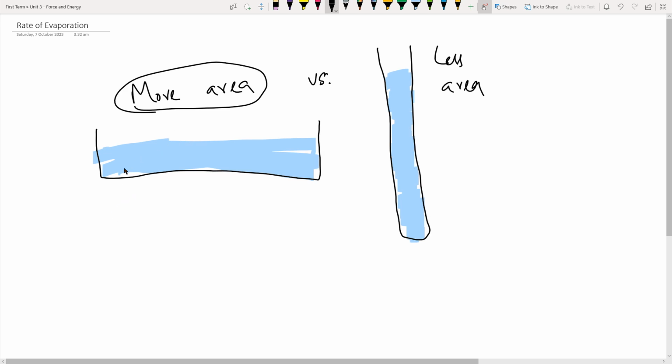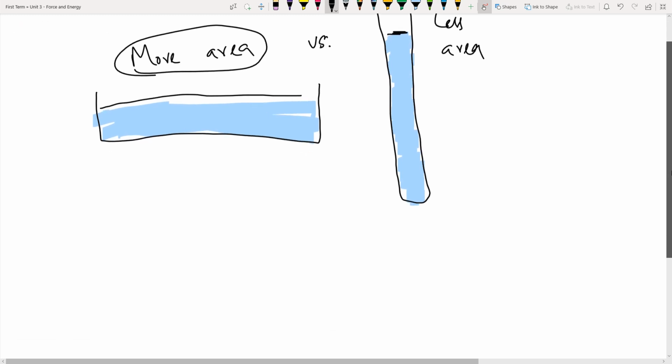Why will this have more evaporation? Because we just discussed that evaporation on the contrary happens only on the surface, right? It's a surface process. That means the more the surface area, the more the evaporation is going to be there, and less surface area means less evaporation, right? That's area. So factor number one, area.